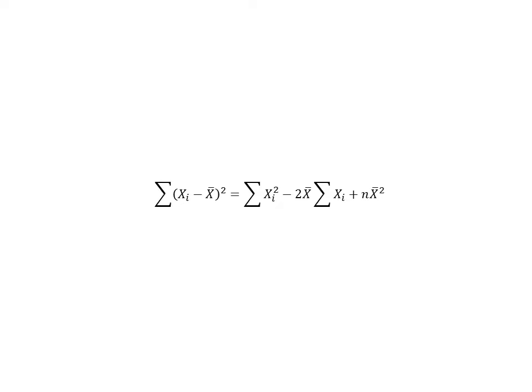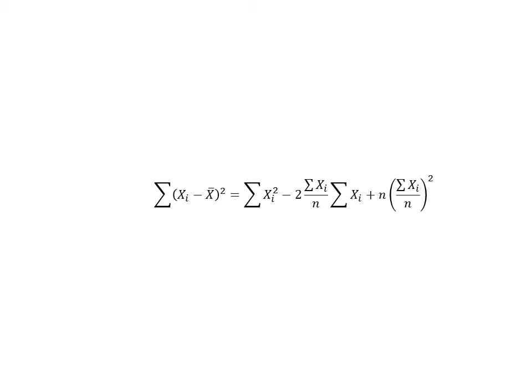Now, let's take a look at the 2 times x bar in the middle term. Mathematically, what is the mean of x equal to? It's the sum of x divided by n. Let's replace x bar with the sum of x divided by n. We now do the same thing with the n times x bar squared in the final term, replacing x bar with the sum of x divided by n. We can then take that quantity and square it.